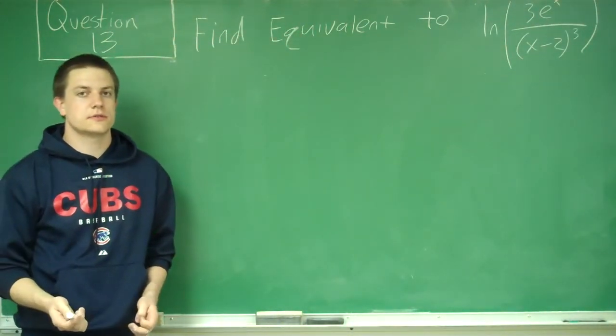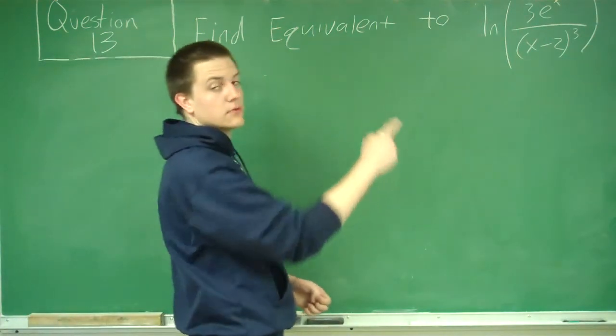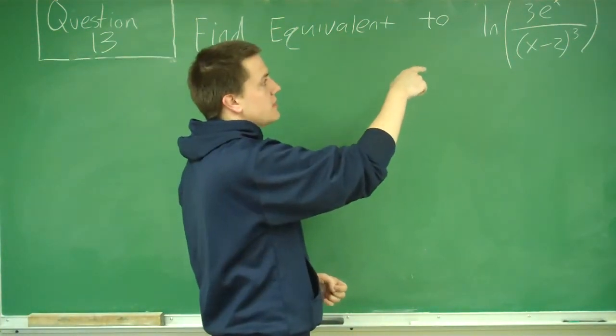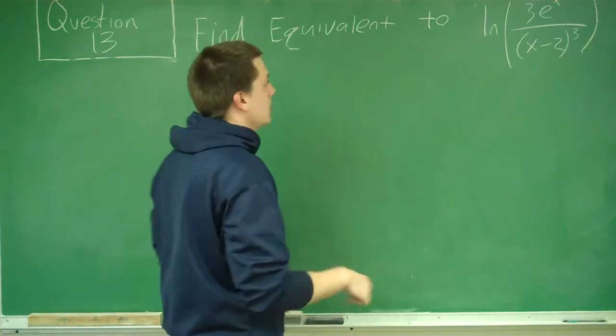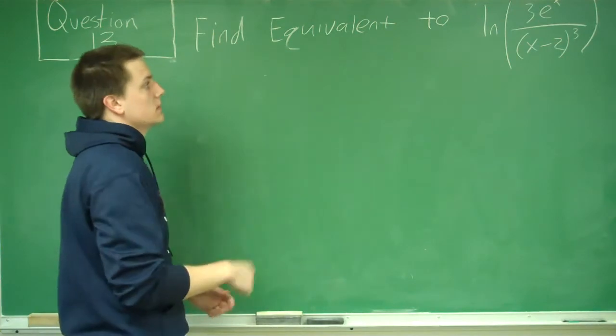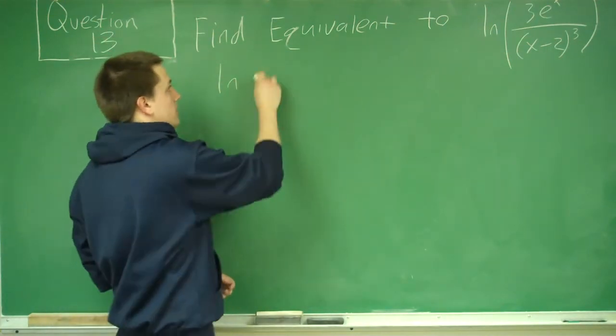Alright, this is question number 13. It asks us to find the equivalent to this expression, which is the natural log of 3e^x divided by (x - 2)^3, and also find its domain. So really what they're testing here is if you know how to break up your logs.